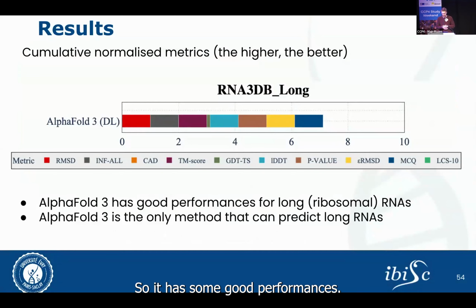And then we have the RNA3DB long dataset, with the ribosomal RNA. It has some good performances. We could only ensure this prediction for AlphaFold 3, because the other methods would not predict for long RNA. But it also might be biased by the quality of the data for ribosomal RNA in the PDB, which might be too similar and then lead to really good predictions.